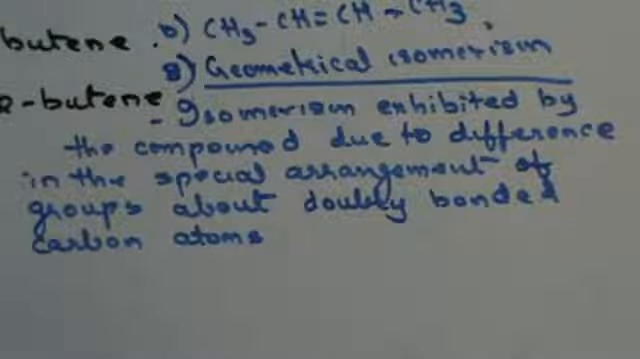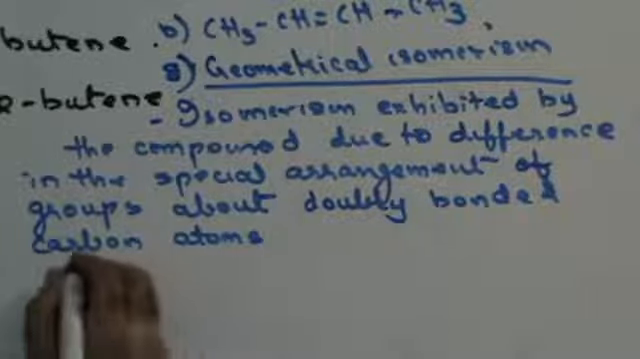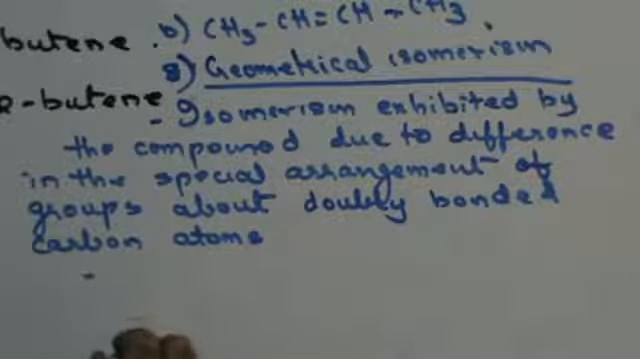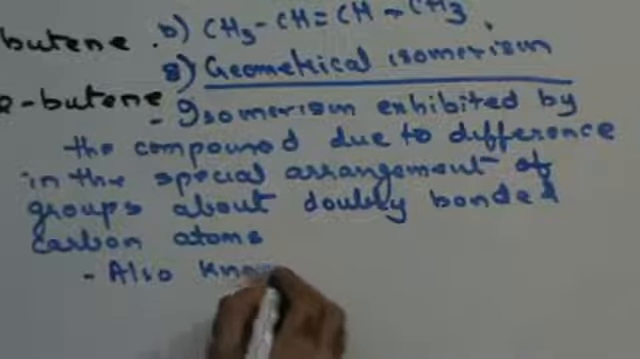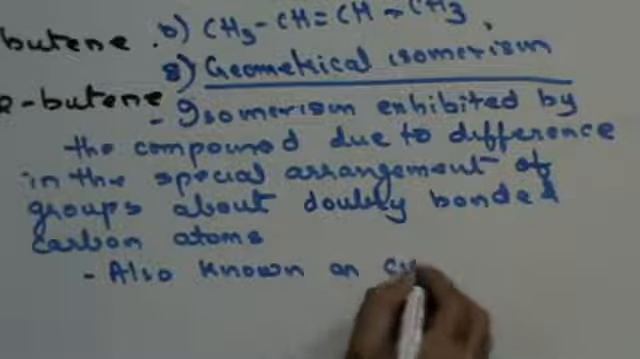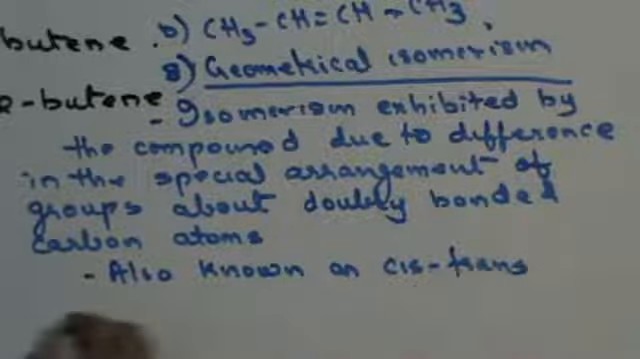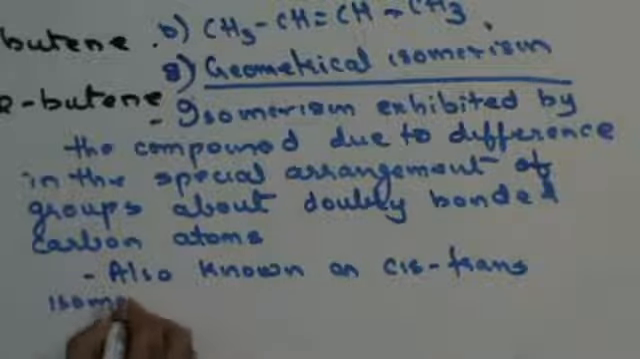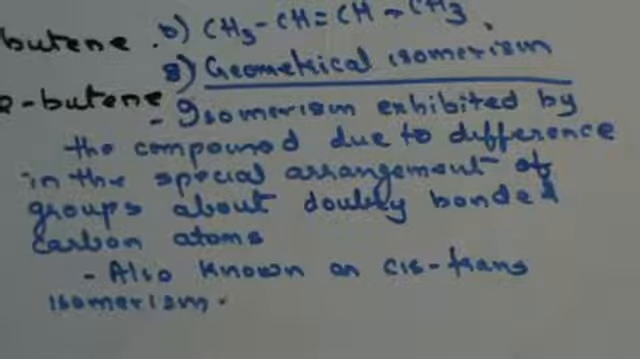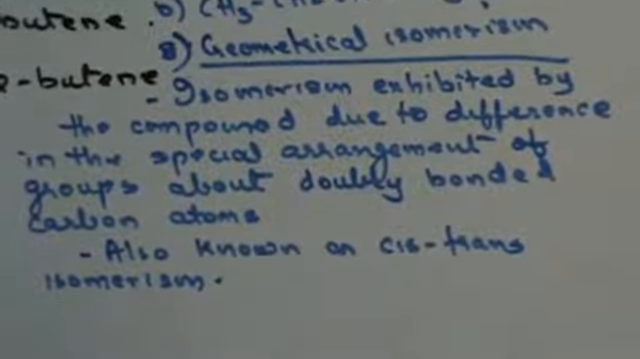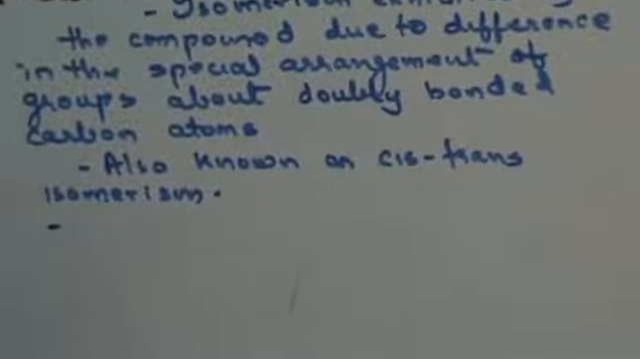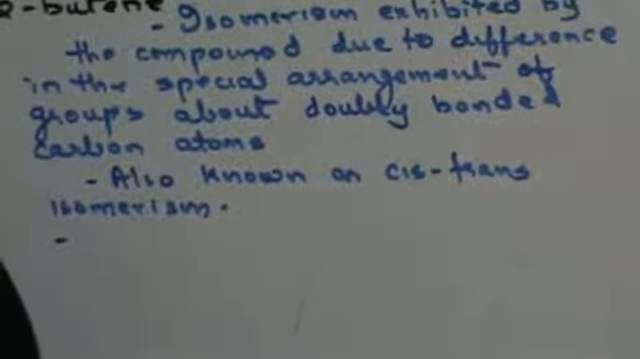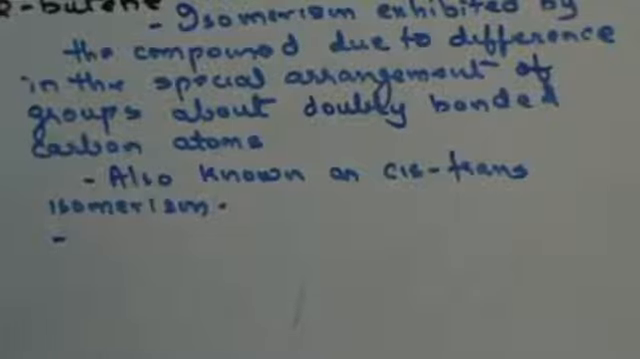It is also called cis-trans isomerism. Fine. Now in this you have two types of isomers. One is called the cis isomer and the other is called the trans isomer. I'll show you the difference between the two.